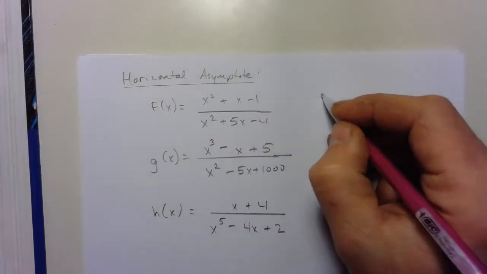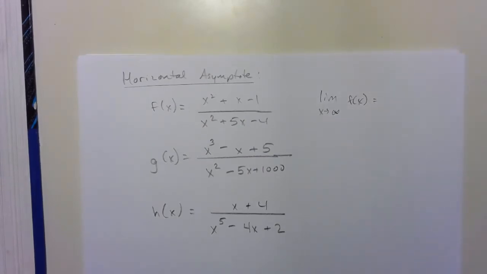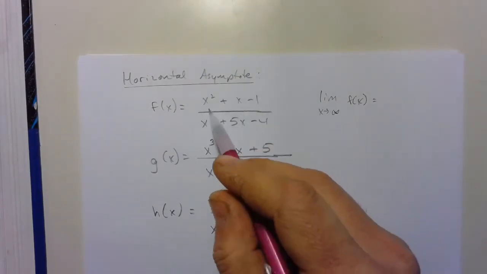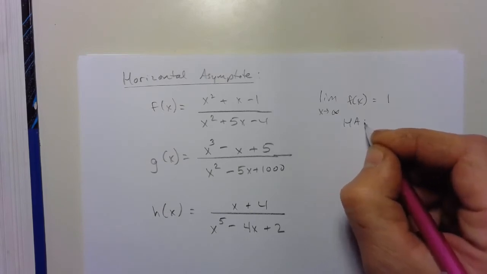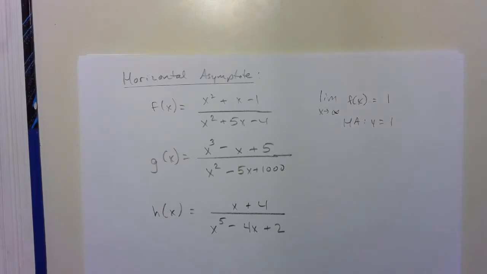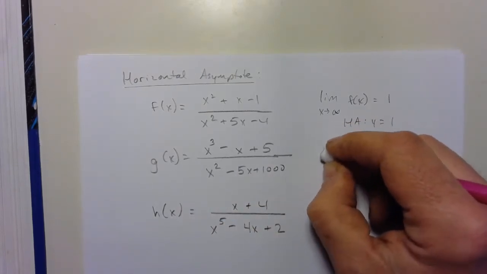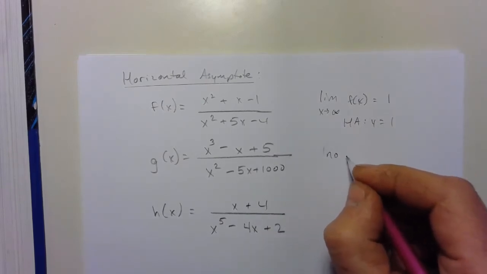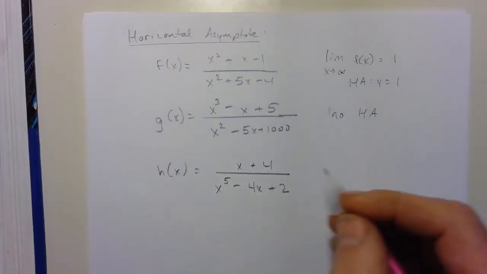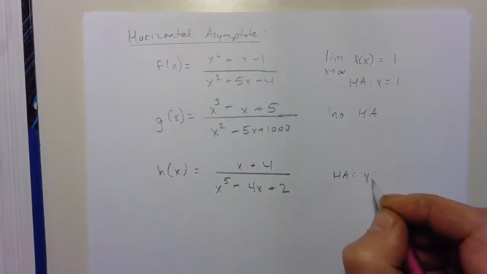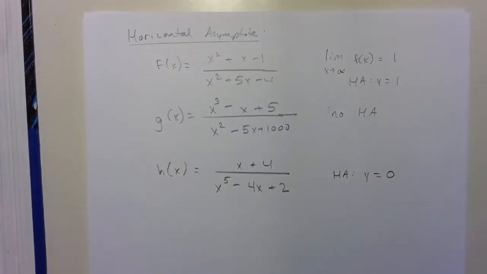For this one, what's happening as we're approaching infinity? We can see that as it's approaching infinity, this was equaling 1, so our horizontal asymptote for this one was y equals 1. For this one right here, what happened? As we were going, there was no horizontal asymptote. For this one, the horizontal asymptote was at y equals 0. So let's think about why each one was what it was.